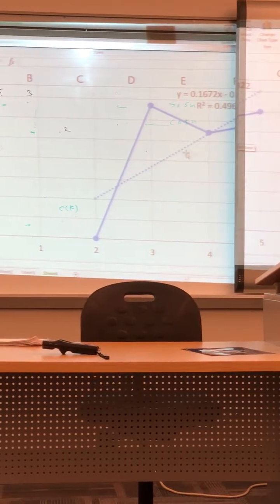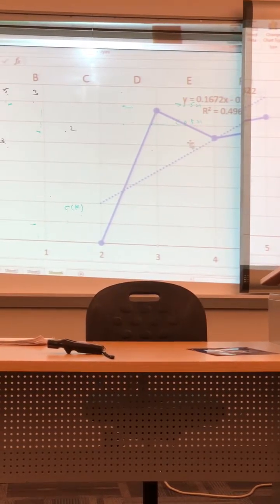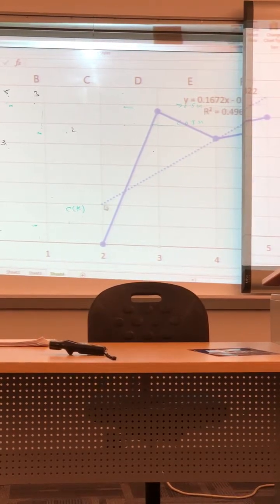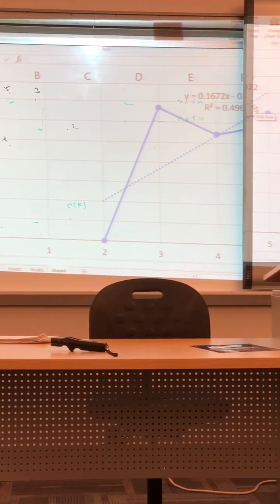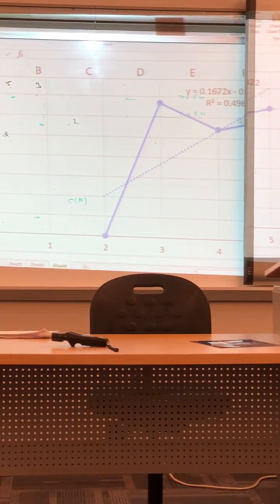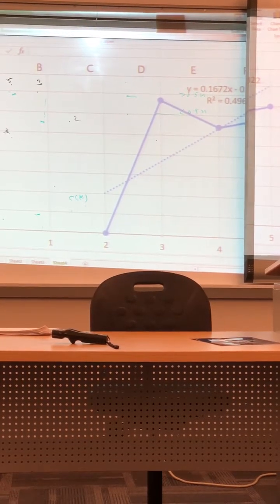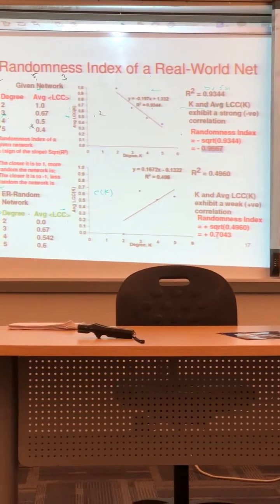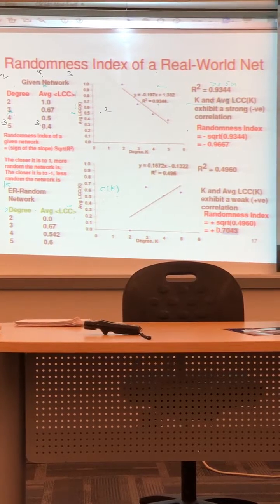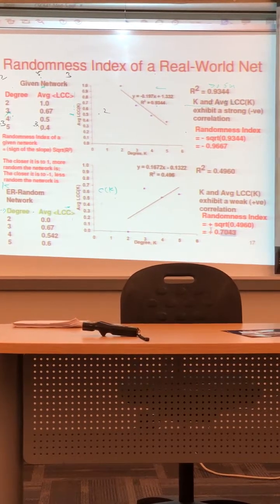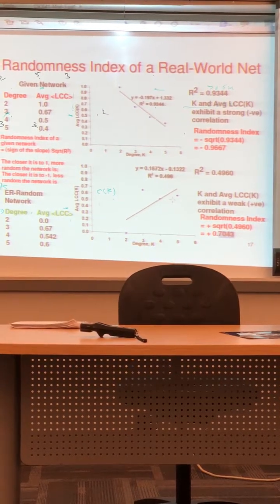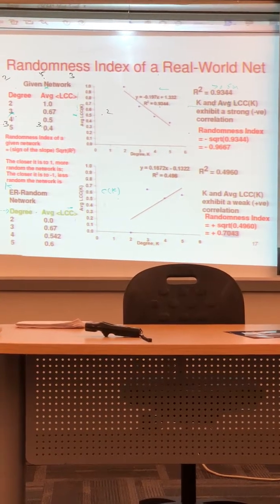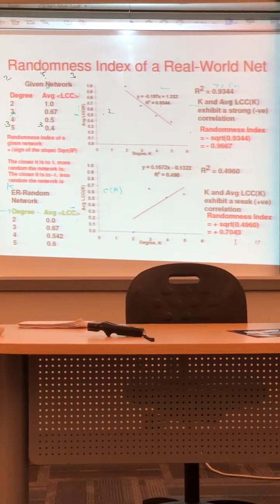Okay. So the slope here is a positive slope, because this looks like an increasing trend. And the R square is 0.496. So if you take the square root of that, it will turn out to be 0.7043. And you put a positive sign, because it is an increasing trend. So the randomness index of this random network is this.